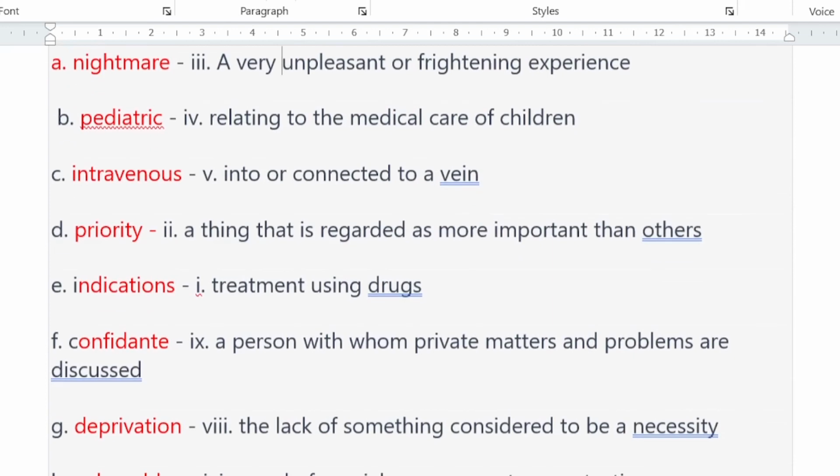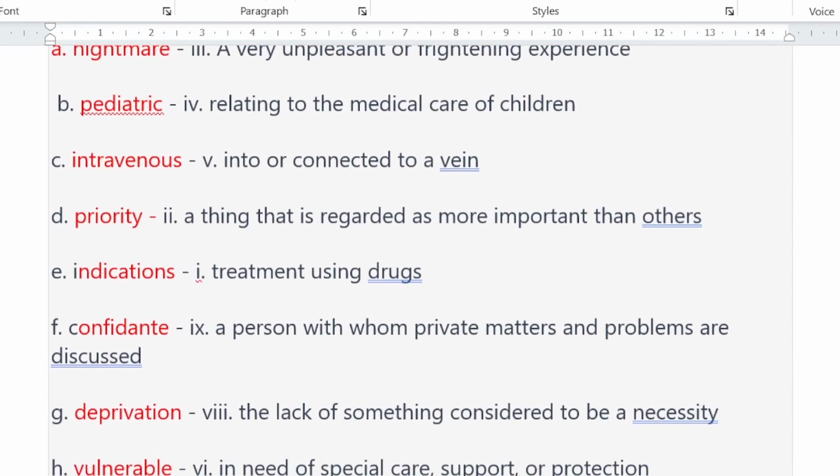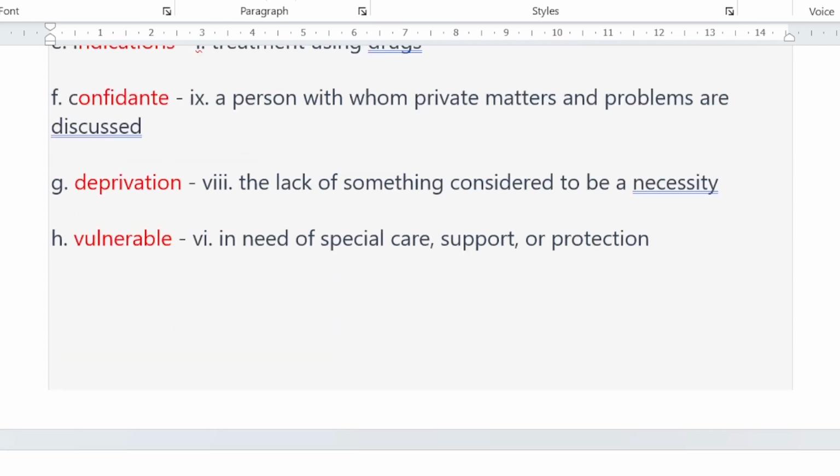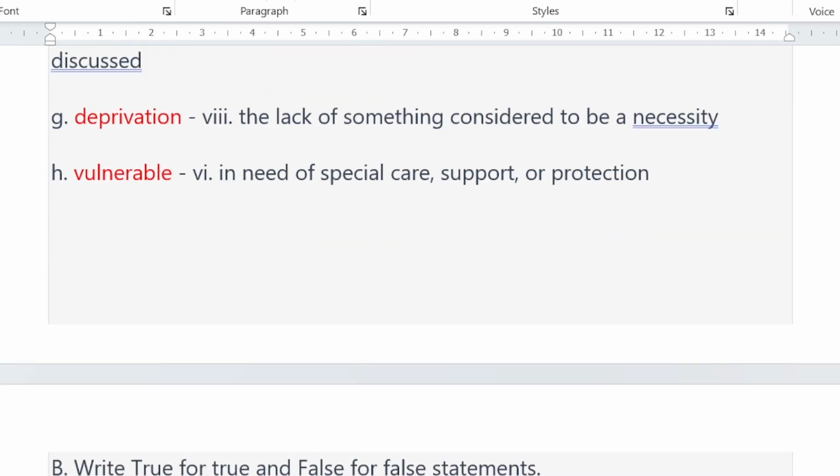That is fifth number. C is the fifth number, 5. Priority: a thing that is regarded as more important than others. That is second number. Indications: treatment using drugs, that becomes first. Confidant: a person with whom private matters and problems are discussed, that is 9. Deprivation: the lack of something considered to be a necessity, that means okay, 8. And the last one, H number, vulnerable: in need of special care, support or protection, that is 6.